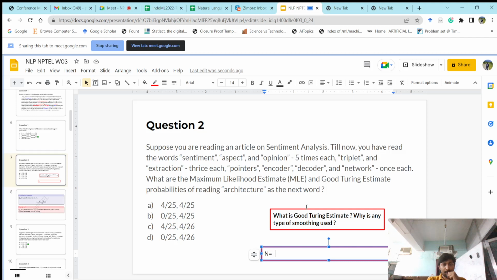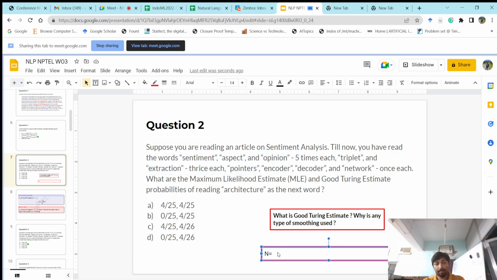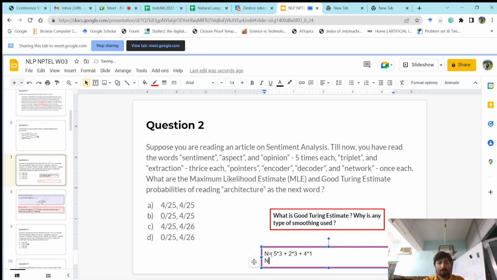And what is N1? So there are three words with 5 times, so it is 5 into 3, plus 2 words that occur 3 times, plus 4 words that occur 1 time. Now what is N1? This is again pretty simple, right? N1 is 4 here. The answer is B.